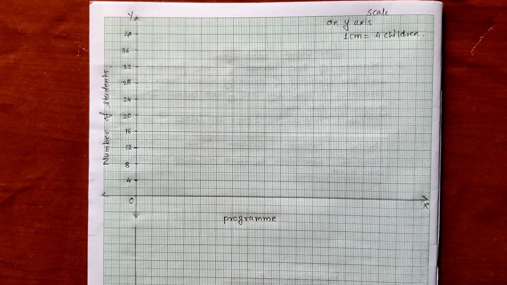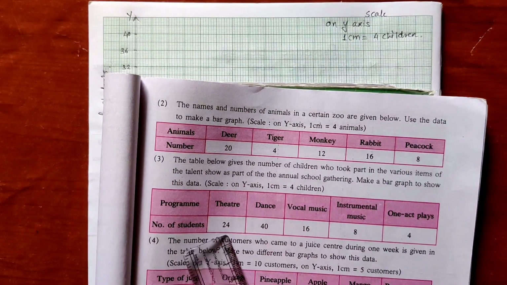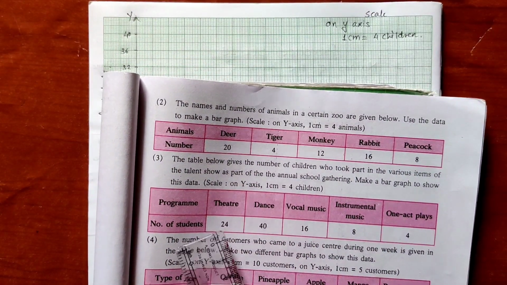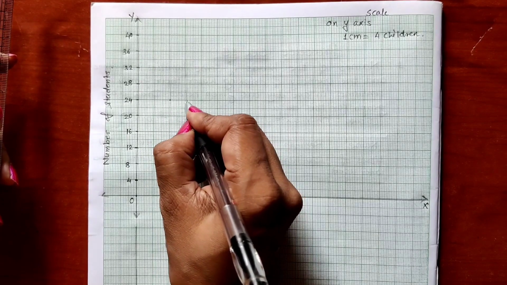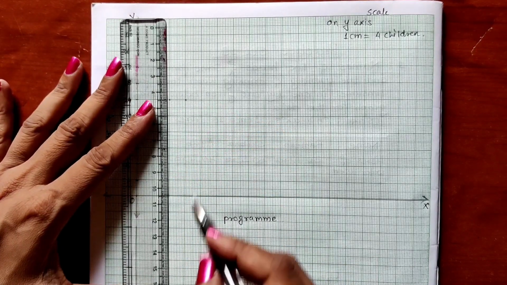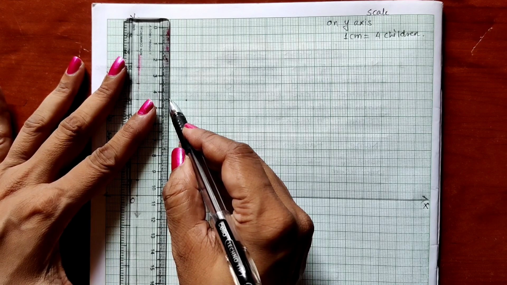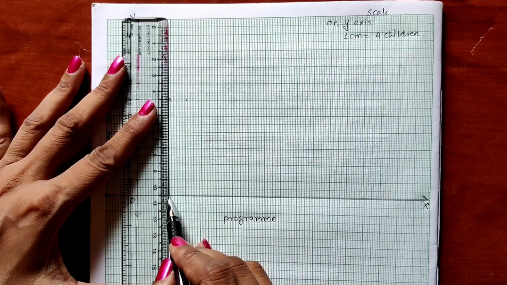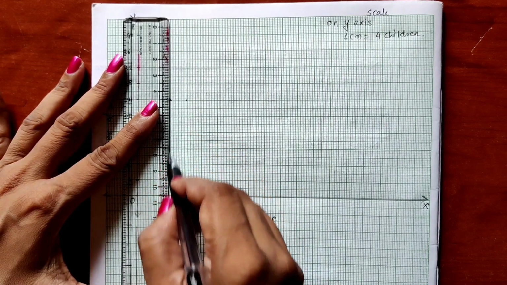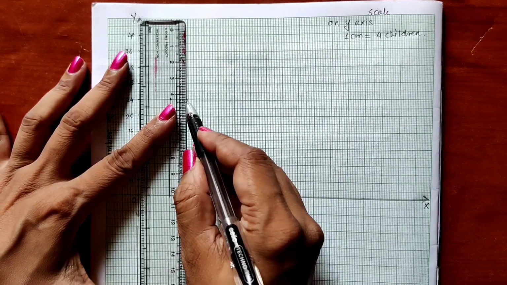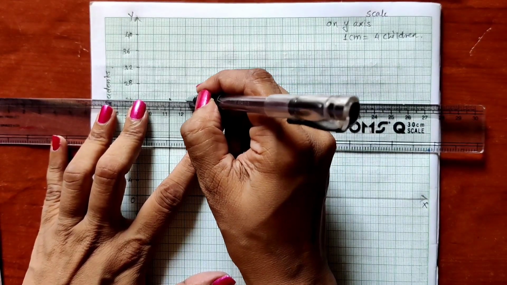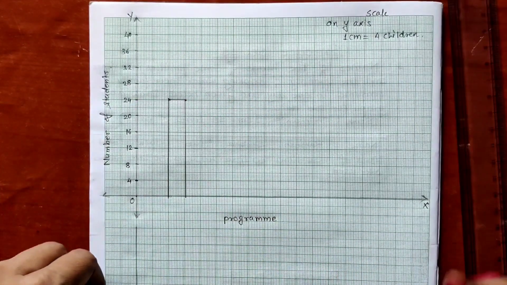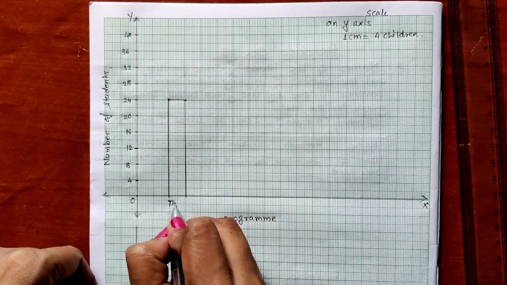First bar is for theatre. In theatre, how many children have participated? 24. So we have to draw bar of 24. So till 24 I will be drawing. This is for theatre.